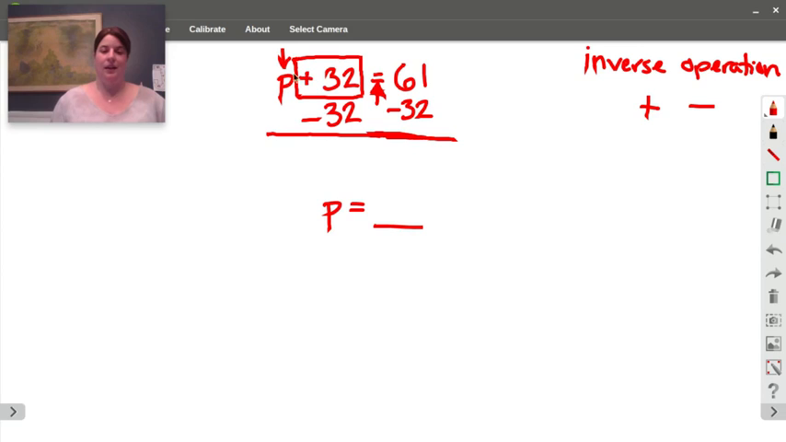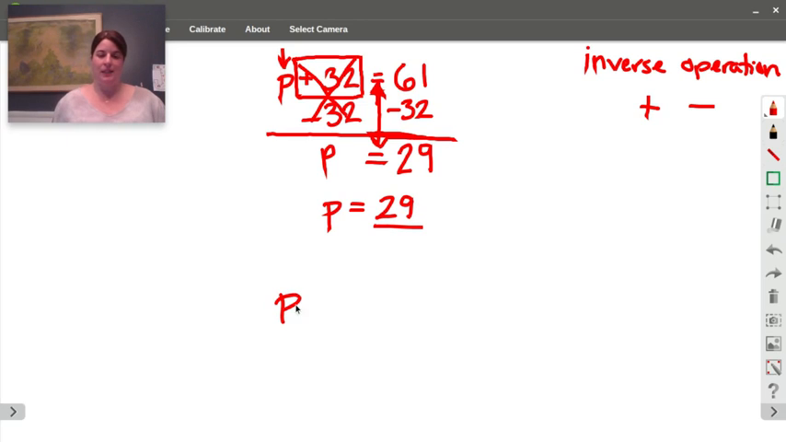So let's look at this side. P plus 32 minus 32. These make 0. So now we have P all by itself, right? P plus 32 minus 32 is just P. All right, and we're going to bring the equal sign down just where it was, equals. And then 61 minus 32 is 29. So in this equation, we've done it. We've gotten our variable all by itself on one side and the number that it's equal to on the other side. P equals 29.